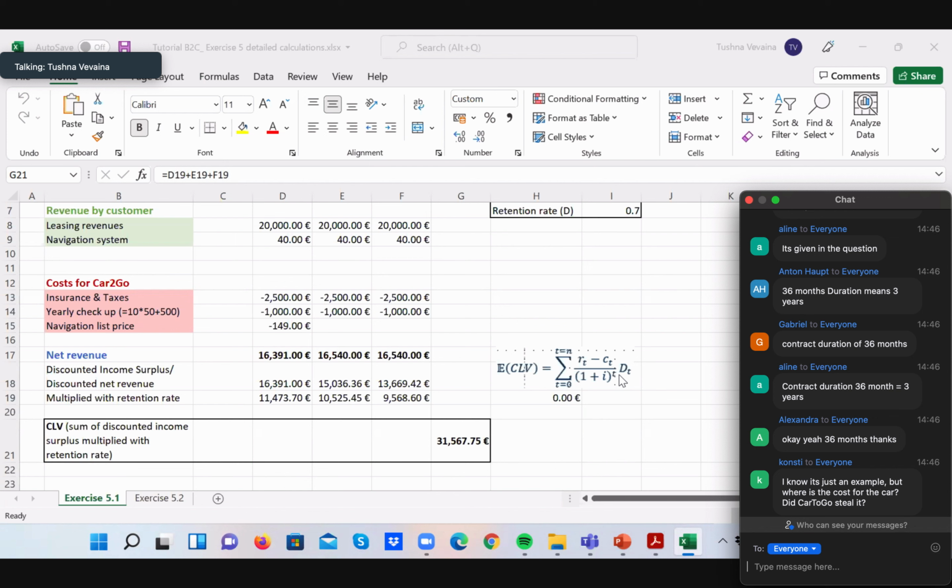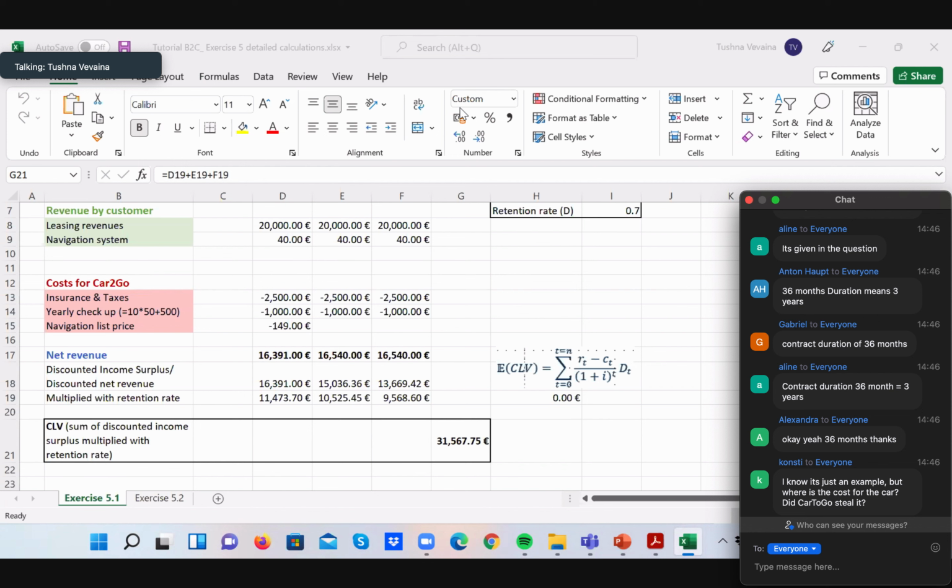Then 36 months means a 3-year contract. Yeah, okay. I know it's just an example, but where is the cost for the car? It's a rental service, right? So we aren't really focusing on that at the moment, because anyway you have to rent out your cars. So that's the reason we are not calculating that in this example.